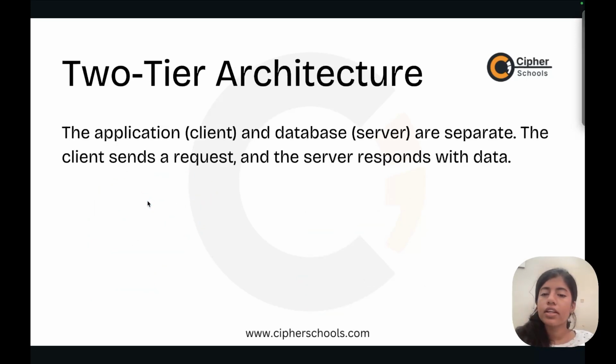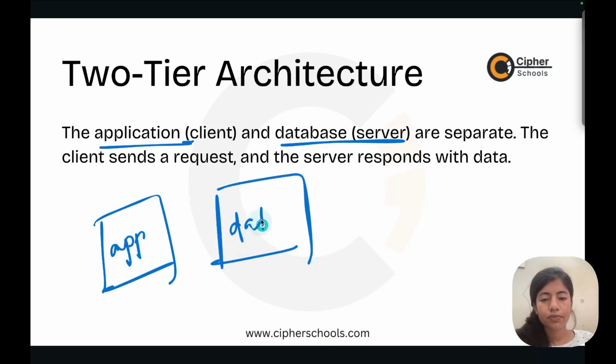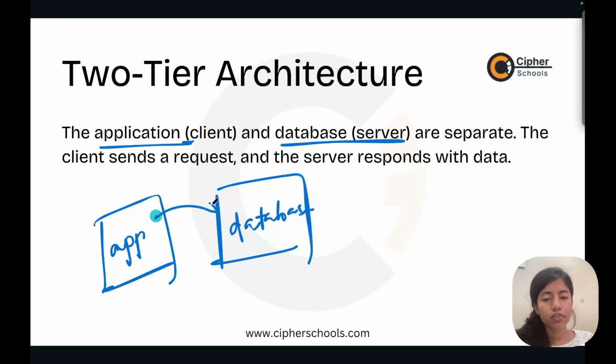So two-tier architecture, what happens is the application client and database server are separate. So there is some app, there is some database. These are two different systems. So your app gives some query and asks for something, and the database gives a response. So this is the communication that happens.